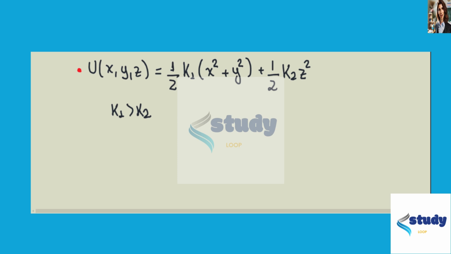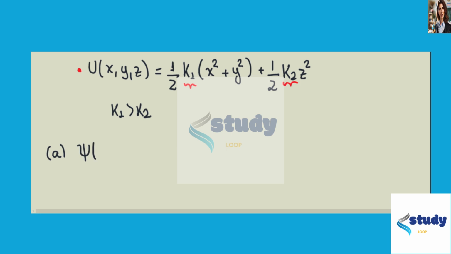Notice that the harmonic oscillator is anisotropic in this case because the force constant k1 for the x and y directions is different from the force constant k2. In fact, k1 is greater than k2. This is imposed by the exercise. In question A, we have to find a general expression for the energies of this 3D harmonic oscillator.